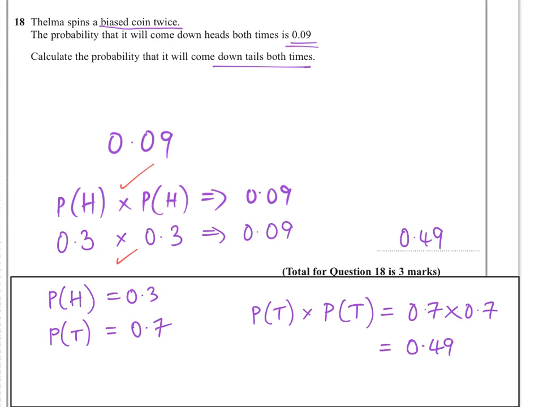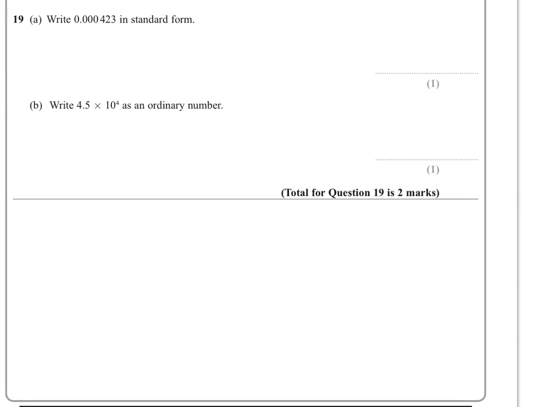Okay, so let's have a look at the next question. Question 19. We have to write this number 0.000423 in standard form. So let's write that number down first.